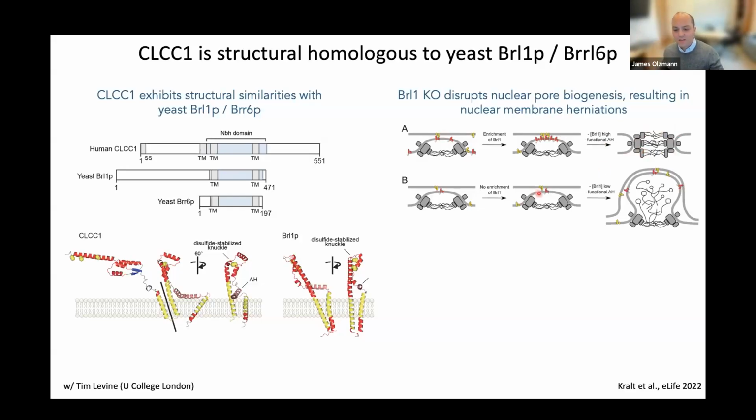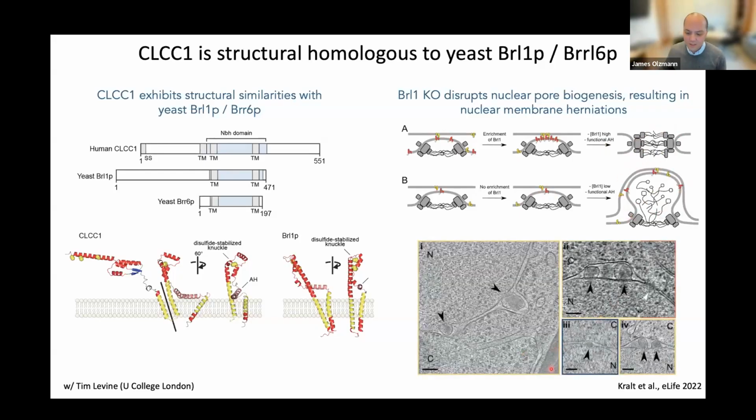And so in the absence of BRL1, these are essential in yeast, but you can deplete them acutely. You no longer fuse the membranes and you get these large nuclear blebs off the nucleus. And this is what this looks like. This is from Karsten Weis's group. You get these large nuclear blebs off the membrane because you've no longer inserted nuclear pore complexes.